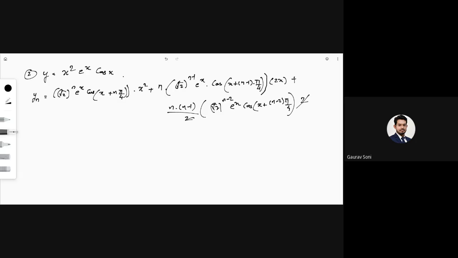In our successive differentiation, just one last type of examples is remaining, that we will do in the next lecture, and then we will start with the next topic or the next chapter. Is anyone having a problem in this?